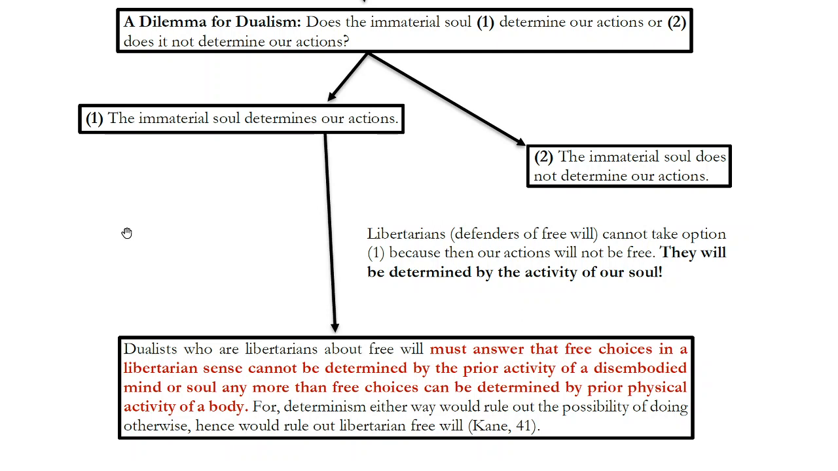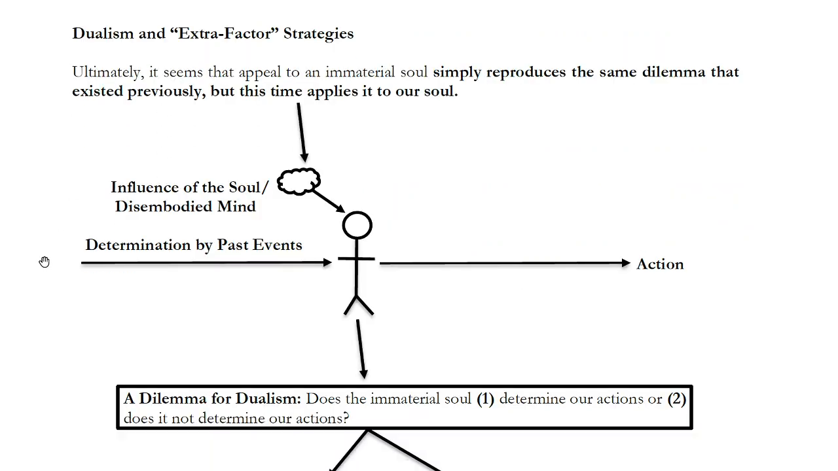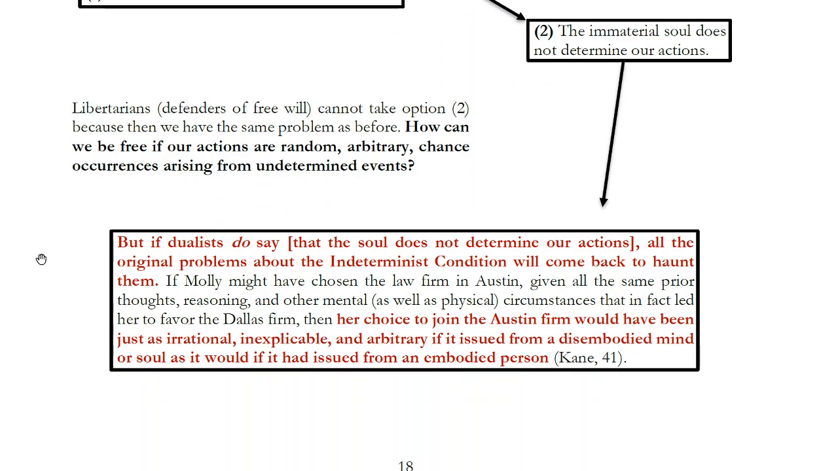So the libertarian, the defender of free will, can't say this. They can't say the immaterial soul determines our actions because the libertarian says that determinism undermines free will. So that can't be right. But of course, then there's the other option. Let's say the immaterial soul does not determine our actions. What would this mean? This would mean the relationship between the soul and our actions is indeterministic. Given everything we know about the soul, what you do next will be a sort of chance occurrence. There'll be a probability attached to the various outcomes that could occur.